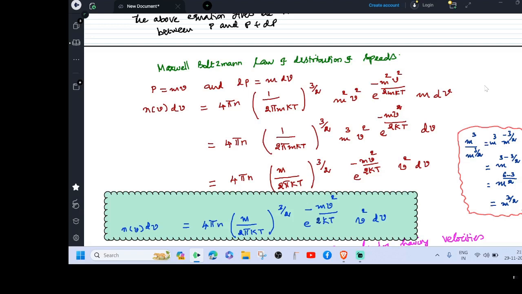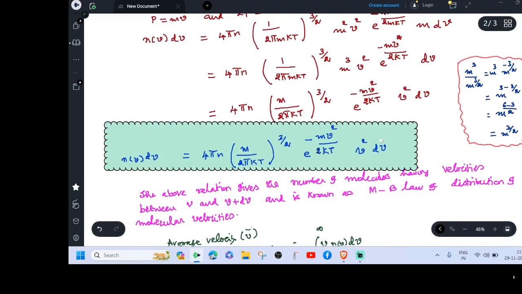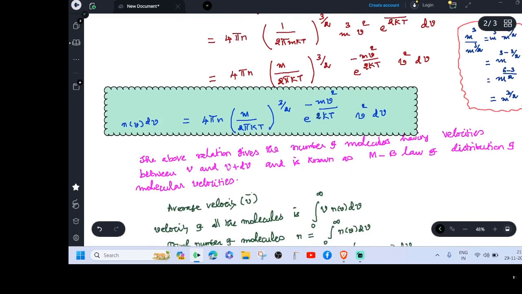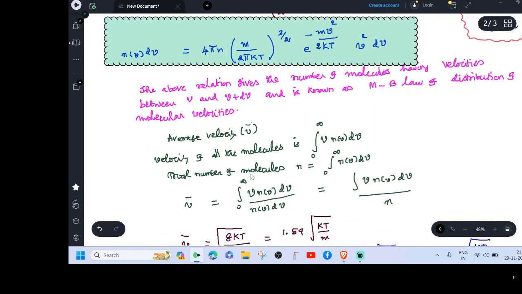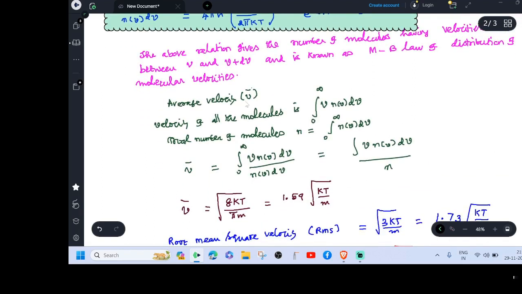This m square and m are combined. Then this is e power minus m v square divided by 2 kT. This m square into m is m cube. Then this m cube divided by m power 3 by 2 is m power 3 by 2. So this equation is modified in this form. Now, you may say this relation gives the number of molecules having velocities between v and v plus dv, and is known as Maxwell-Boltzmann law of distribution of molecular velocities. Then we may go to the concept of average velocity.